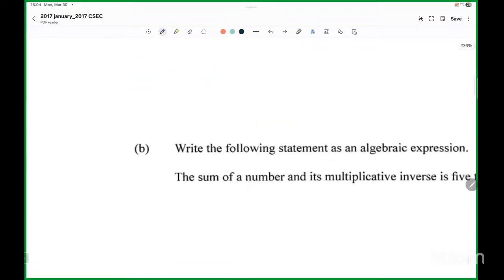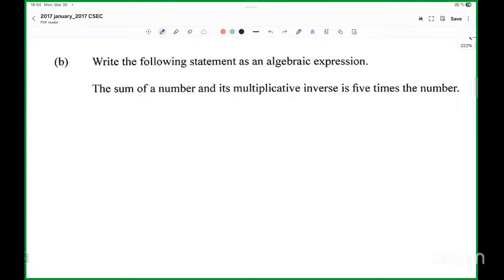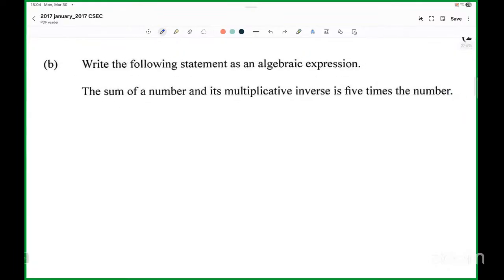All right, let's go. Next question says, write the following statements as an algebraic expression. The sum of a number, and we can call the number n or x or whatever we want, and its multiplicative inverse is 5 times the number. Sum means that you add them, right? So the sum of a number, let's call the number x, and its multiplicative inverse. The multiplicative inverse is the inverse of multiplication. Inverse of multiplication is 1 over x, the reciprocal.